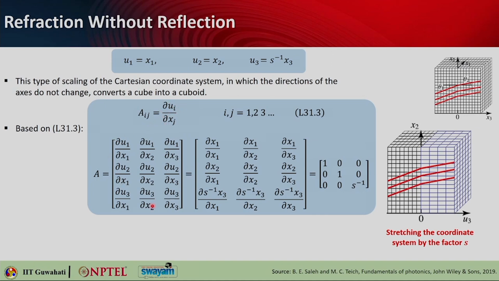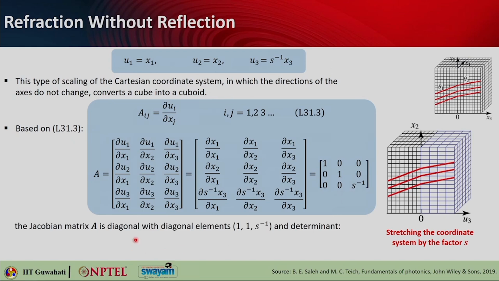So, that way you can fill up all these partial derivatives, and using these relationships shown here, you can calculate all this, and they boil down to a very simple matrix, that is this one. Okay. So, 1 0 0, 0 1 0, 0 0 S inverse. So, this is the Jacobian matrix.